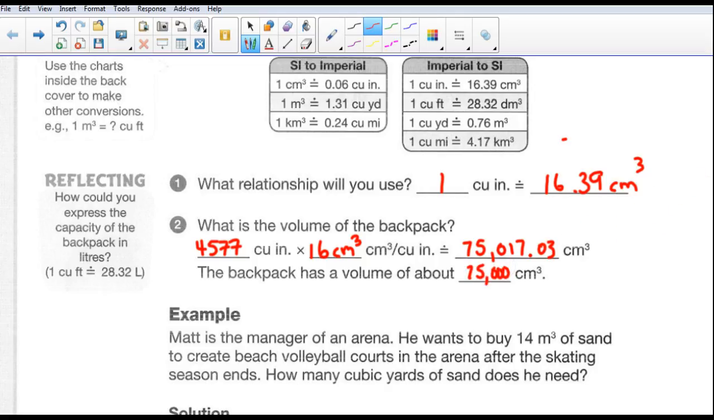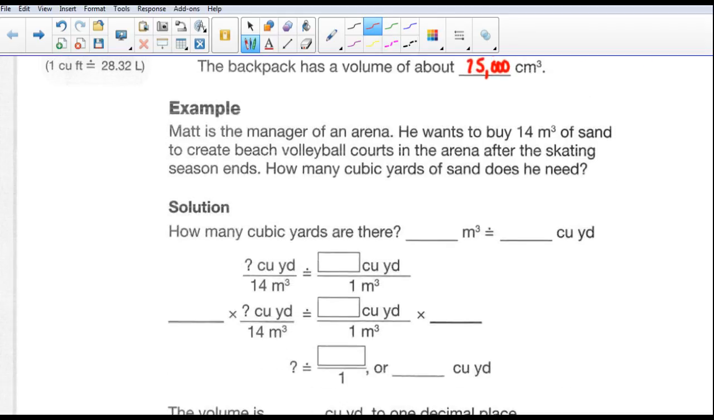cubed. Okay? Another example. Matt is the manager of an arena. He wants to buy 14 meters cubed of sand to create beach volleyball courts in the arena after skating season ends. How many cubic yards of sand does he need? Well, we know we're starting out with 14 cubic meters of sand. And we have to find the relationship between cubic meters and cubic yards.